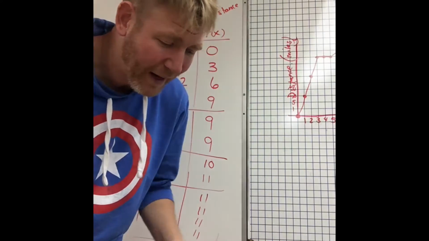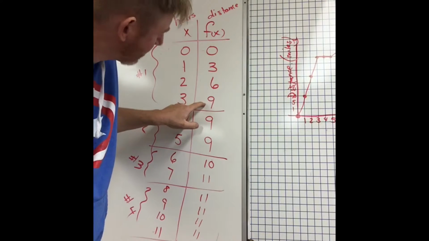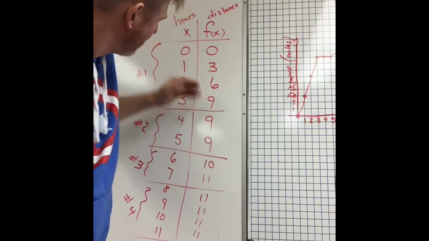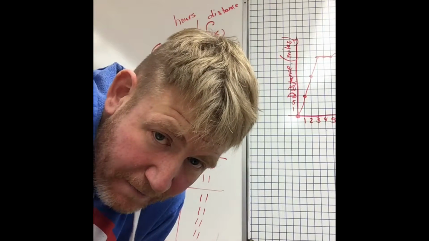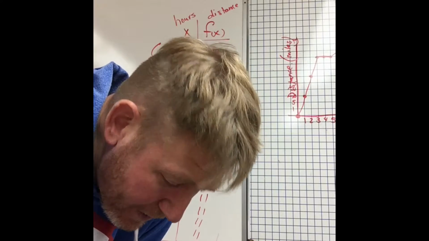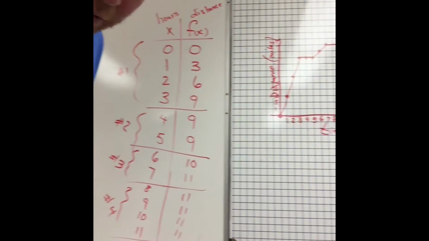Maybe it's this really cool pond, catching lots of fish. But after 3 hours, I should arrive, okay? I've gone 9 miles. So this is our first piece of our piecewise function that describes my little trip. So if you come over here, I'll turn this over to my graph.